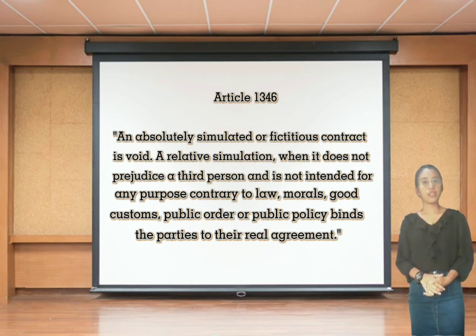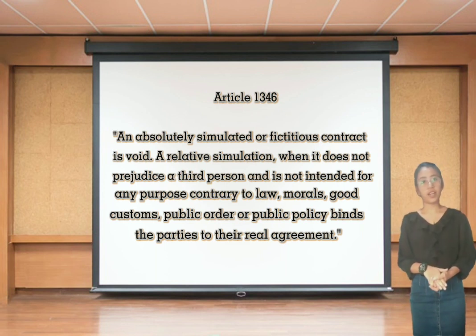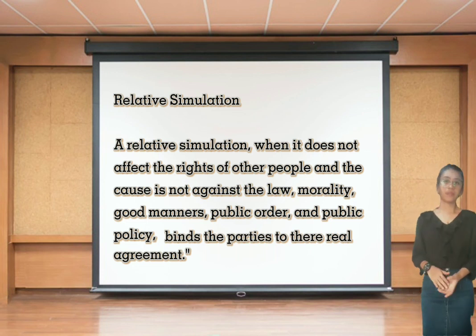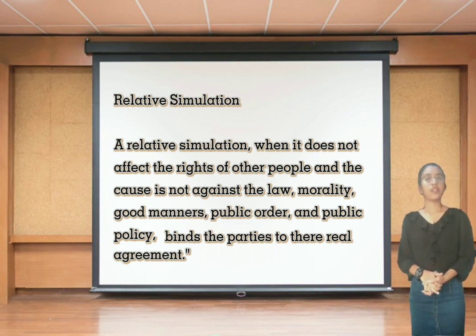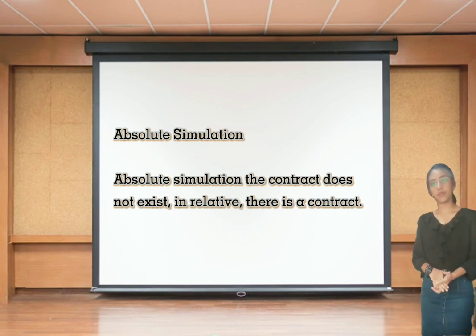This article states that the fictitious contract is void because both parties do not intend to enter into a contract. The parties only pretend that they have a contract so that they can deceive others. A relative simulation, when it does not affect the rights of other people and the cause is not against the law, morality, good customs, public order, and public policy, binds the parties to the real agreement. In other words, in absolute simulation, the contract does not exist. In relative, there is a contract.